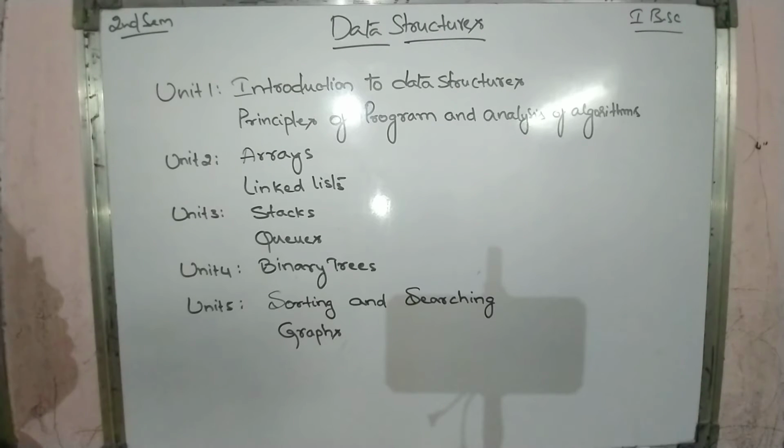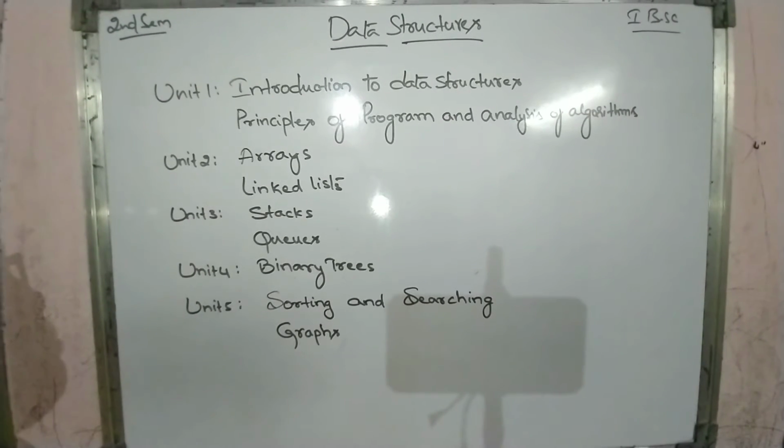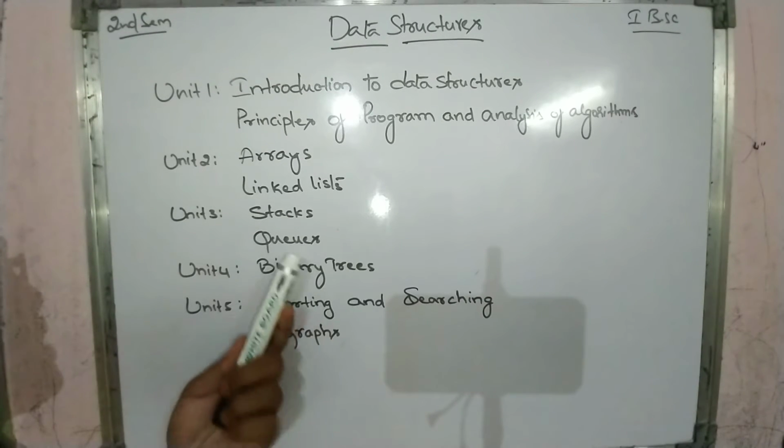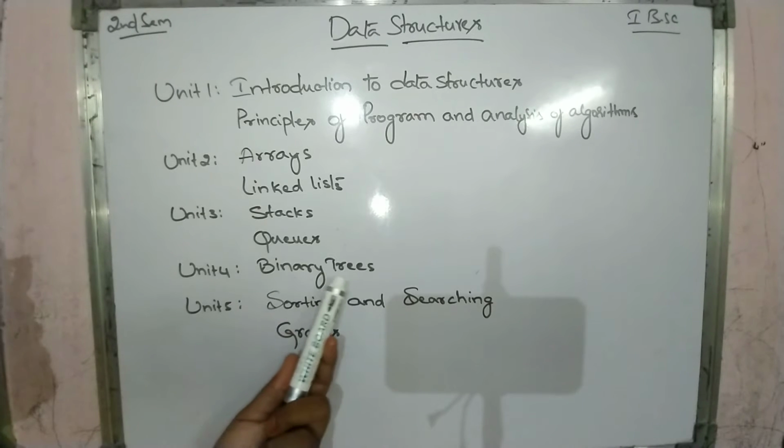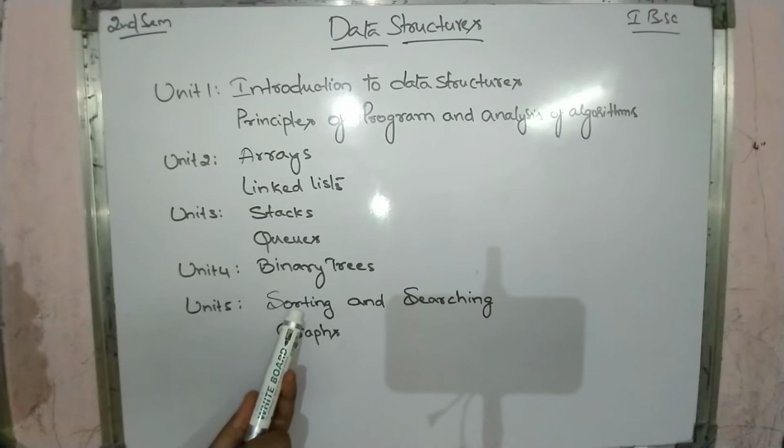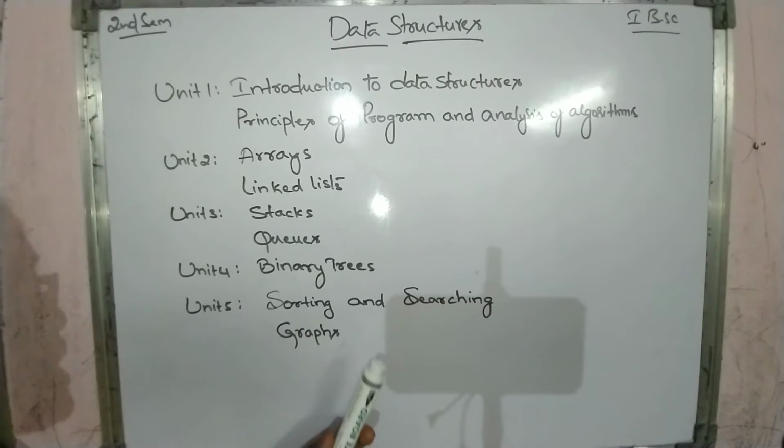having 5 units. The first unit is Introduction to Data Structure, Principles of Program and Analysis of Algorithms, and the second unit is Arrays and Linked List, and the third unit is Stacks and Queues, and the fourth unit is Binary Trees, and the fifth unit is Sorting and Searching and Graphs. Okay, these are the 5 units.